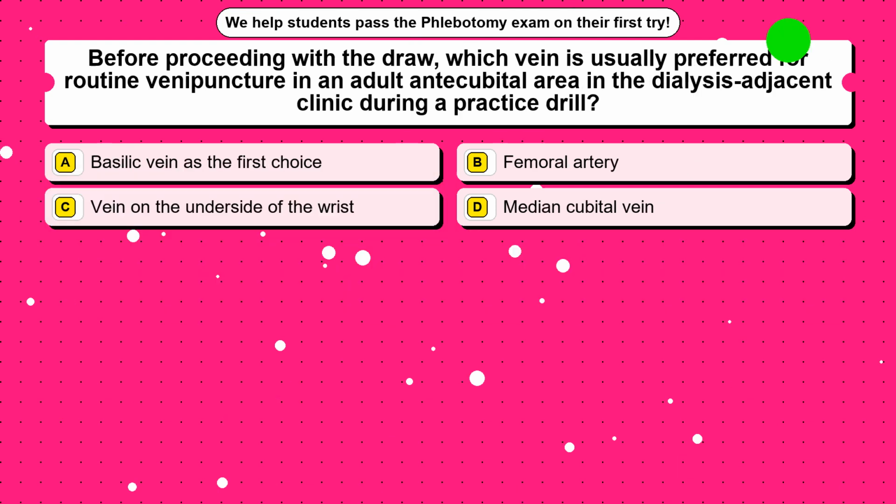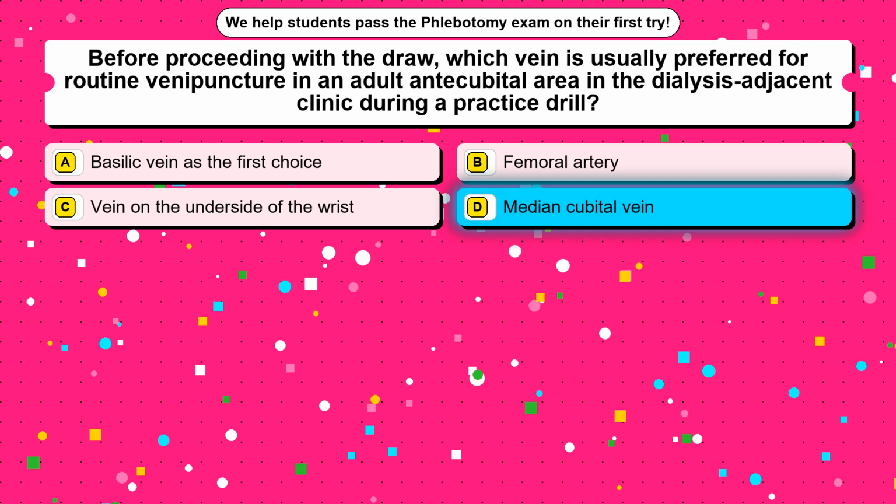Question 15. Before proceeding with the draw, which vein is usually preferred for routine venipuncture in an adult antecubital area in the dialysis-adjacent clinic during a practice drill? Option A. Basilic vein as the first choice. Option B. Femoral artery. Option C. Vein on the underside of the wrist. Option D. Median cubital vein.